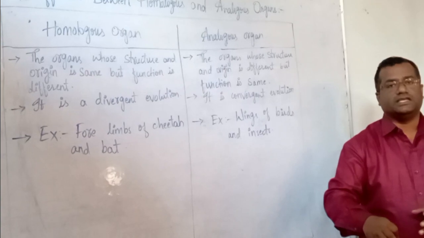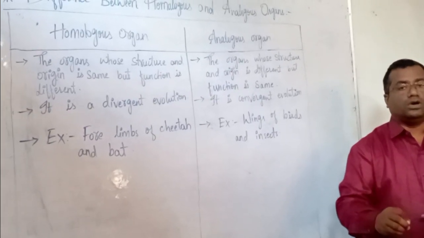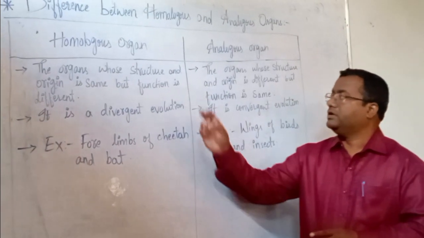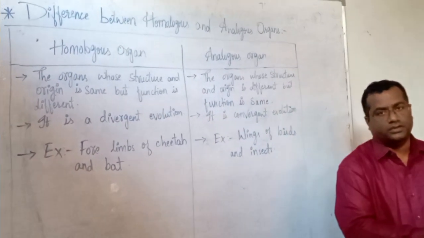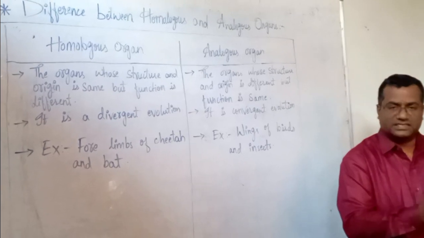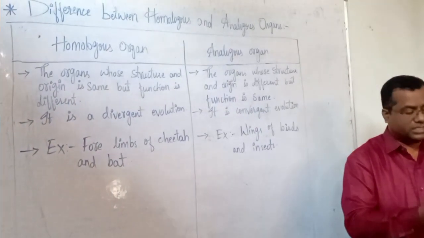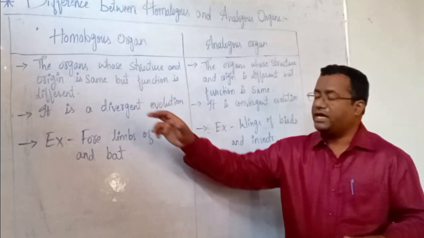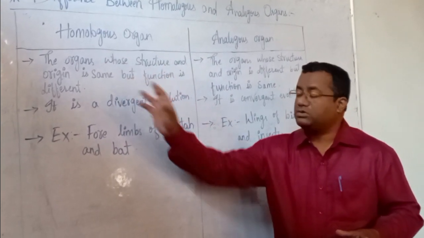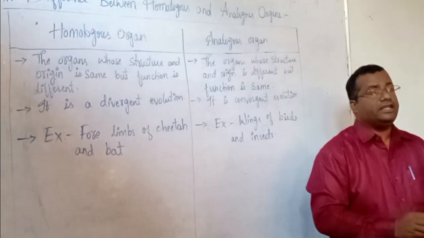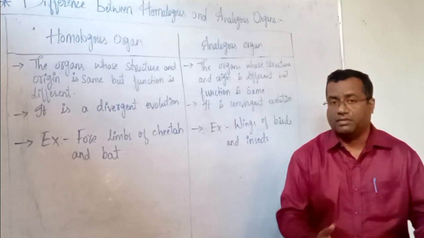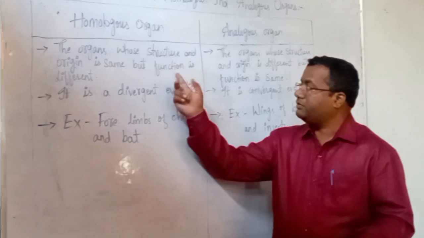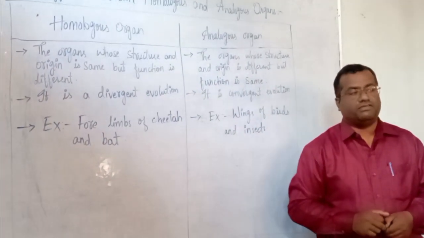Homologous organ किसे कहना चाहिए? जिसका structure और उसकी origin same है, but function is different. See, the species is same. Species एक ही है, ancestor भी एक ही है, ठीक है? उसके structure और उसकी origin भी same है, लेकिन according to the place, according to the habitat demand, it's showing different function.